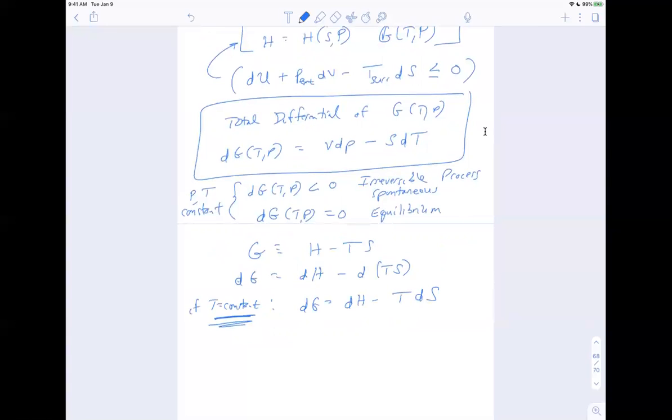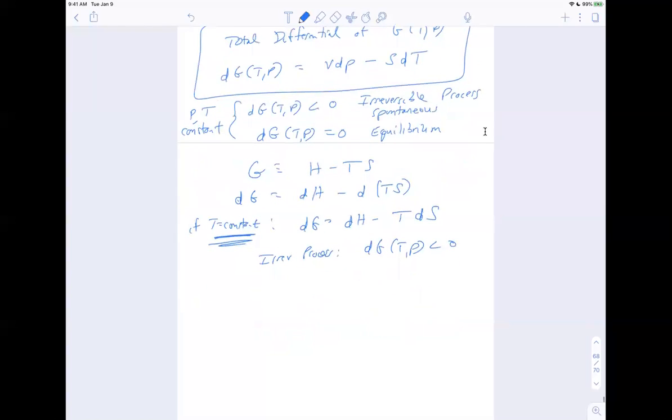And we see that if we have an irreversible process or a spontaneous process, dG, which is less than 0, is a competition between H being minimized and S being maximized.